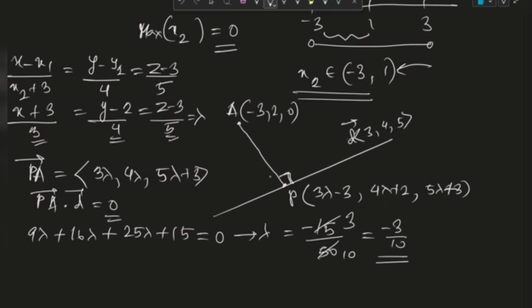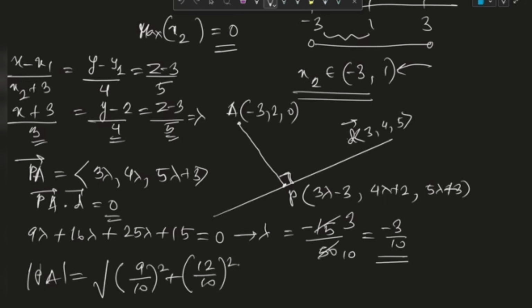Now we have to find the distance AP. This is mod PA or mod AP, whatever you can write. So this again becomes x2 minus x1 whole squared, like that. So basically I will write out the values directly because this much you can do. This will become 9 by 10 squared, and this will come out to be, I guess, 12 by 10 squared. And now if we put minus 3 by 10 here, this is minus 15 by 10 plus 3, which is 30 minus 15. So 15 by 10 squared. And this is a whole root over.